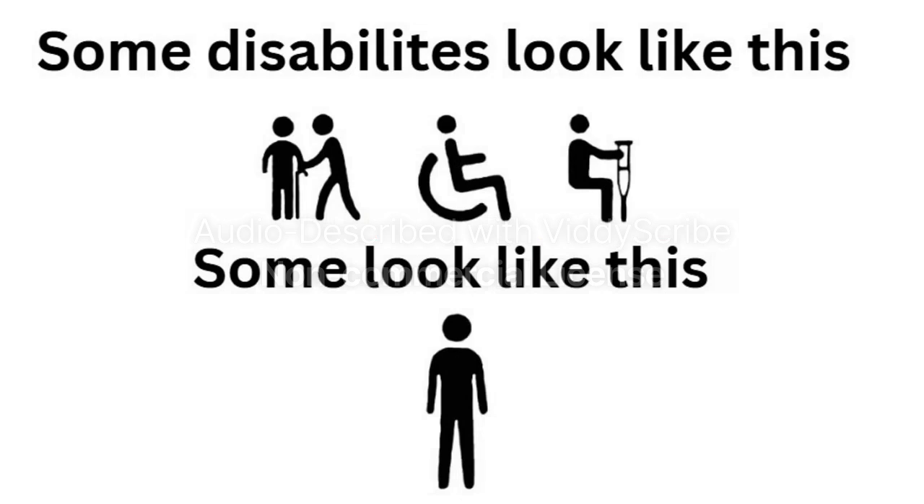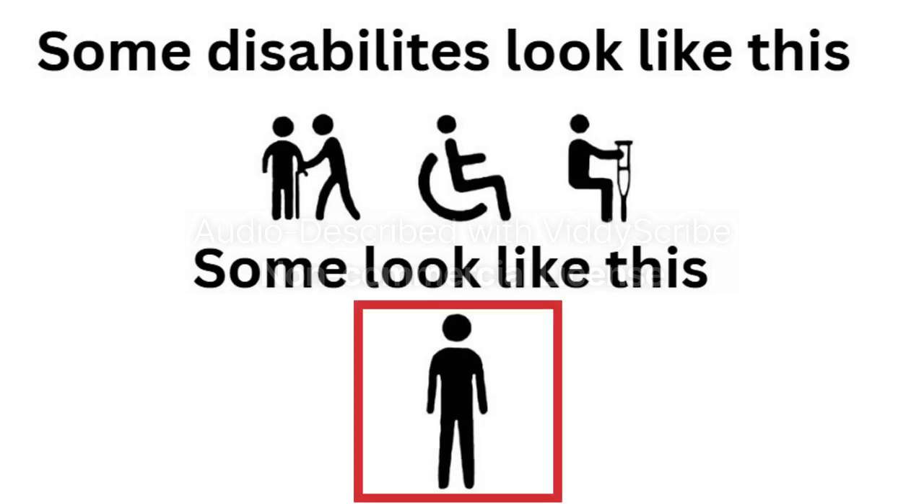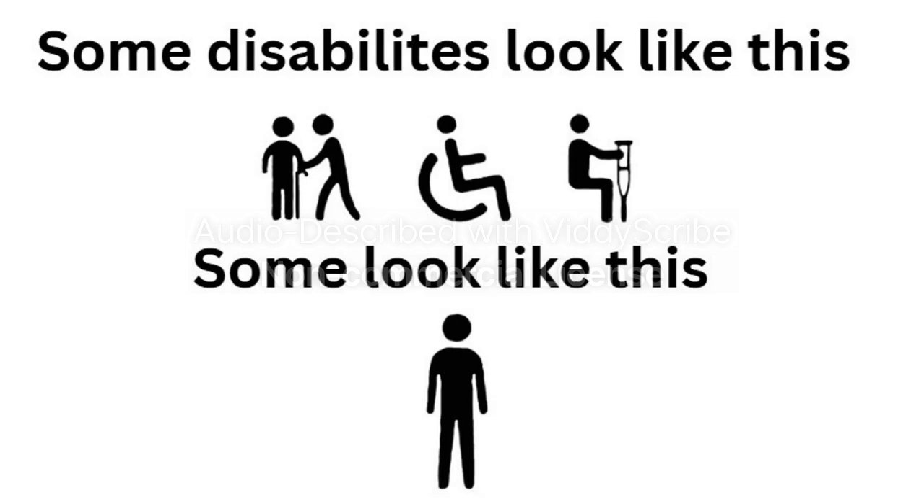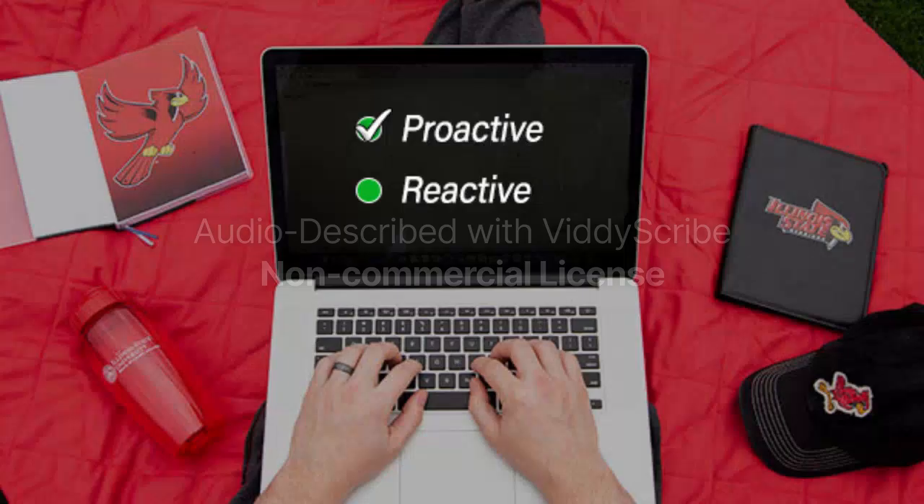Some look like this. A single icon of a standing person is highlighted by a red box. Some look like this. The final icon is a person who does not appear to have a disability. Anyone may have a disability, and it may be invisible, and yet still impact their daily lives.